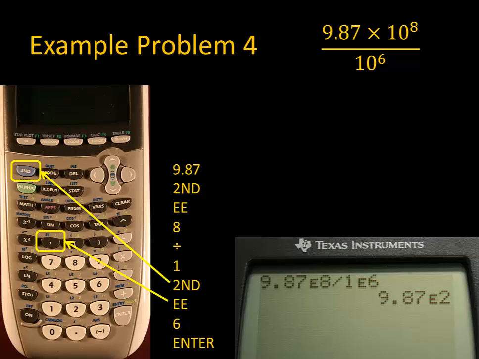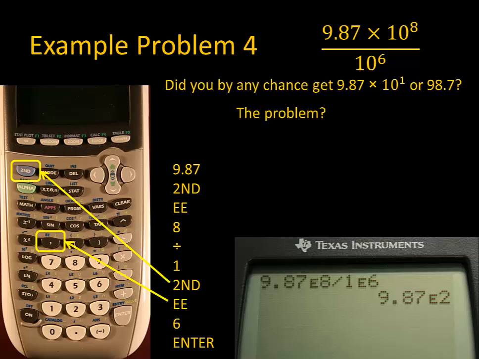Does that agree with what you have? Did you happen to get something else, like maybe 9.87 times 10 to the first? If you did, you've made an error that I've made myself several times. Now I know to watch out for it, but when you're in a rush, you might do this. Here's what happens.